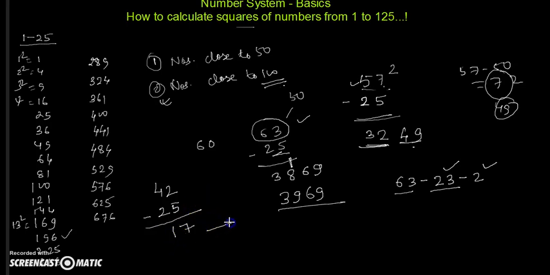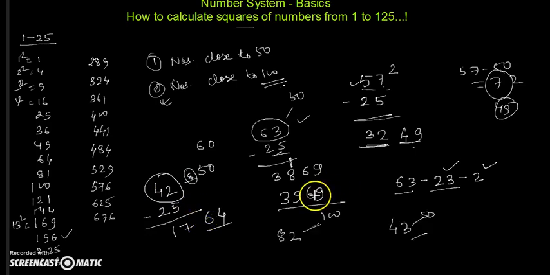And how about the last two digits? Those will be the square of 8. Why 8? Because 42 is 8 units away from 50. 50 minus 42 is 8. 8 squared is 64. So the last two digits will be 64. And the entire number will be 1764, which is the square of 42.